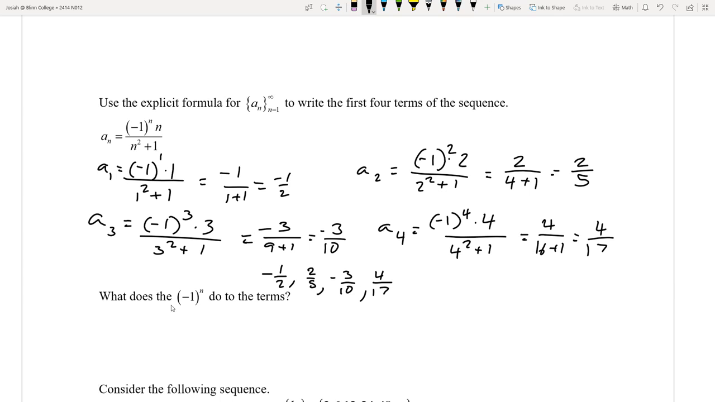So we notice, what does the negative 1 to the n do to the terms? Negative, positive, negative, positive. The signs alternate based off this negative 1 to the n. And that's something that's going to pop up a lot throughout the chapter. A negative 1 to the n will alternate our signs.